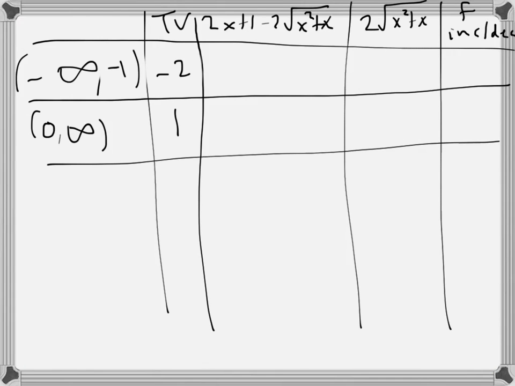So I go to minus 1 and stop, and then I don't go from minus 1 to 0 because that's not in my domain anyway. And then I go from 0 to infinity. So my test values will be minus 2 and 1, and then the top is all one big factor because it doesn't factor among itself.